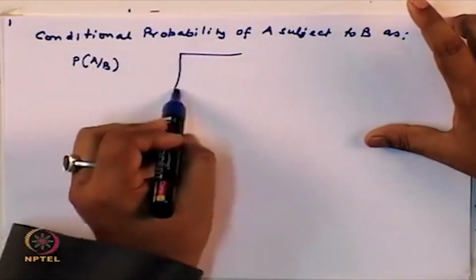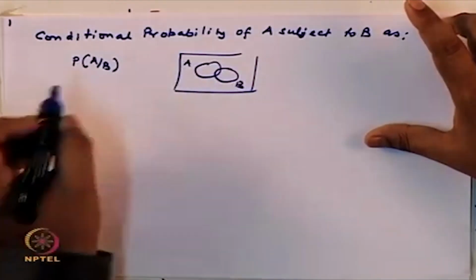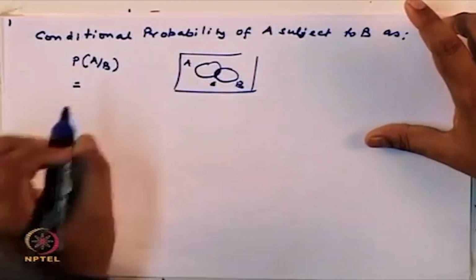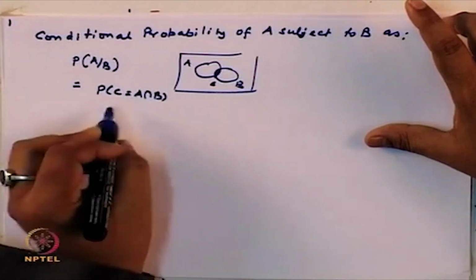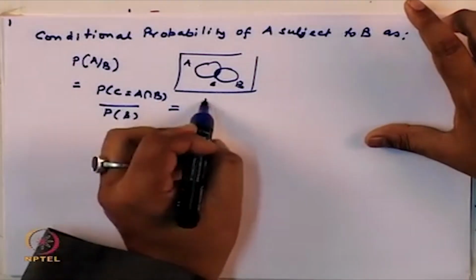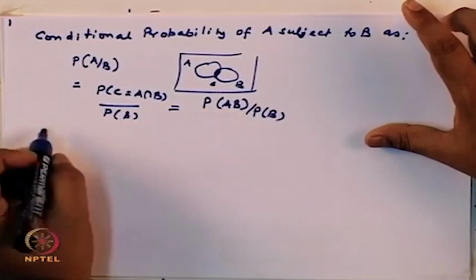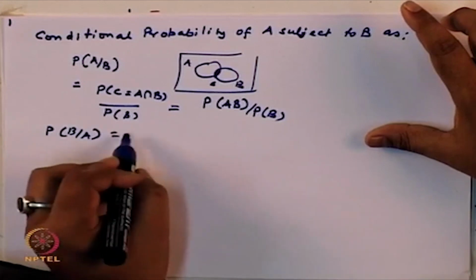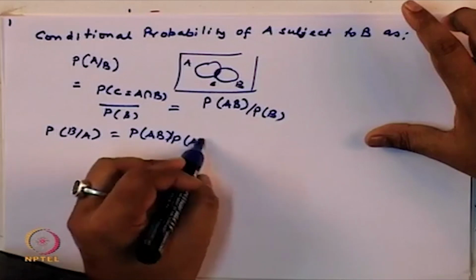And what we had found is that if you have two events A and B like this, P of A given B is basically the shaded zone, that is, say C, which is equal to the probability of A intersection B by probability of B. Okay. So, this is probability of A B by probability of B. Similarly, you can have probability of B given A as probability of A B by probability of A.